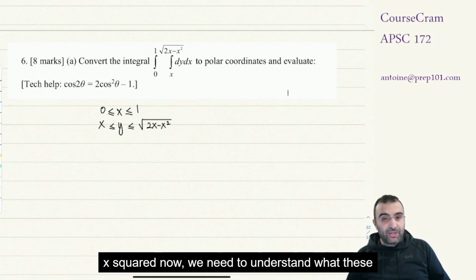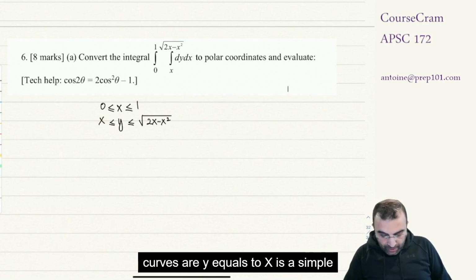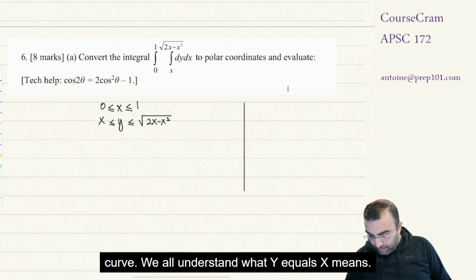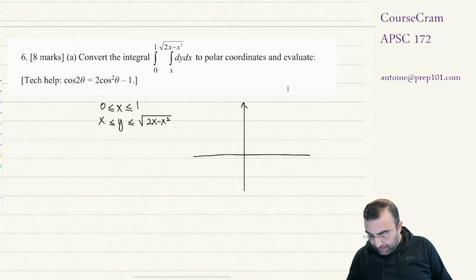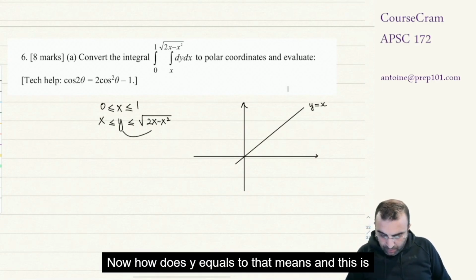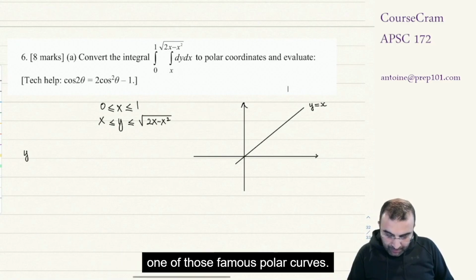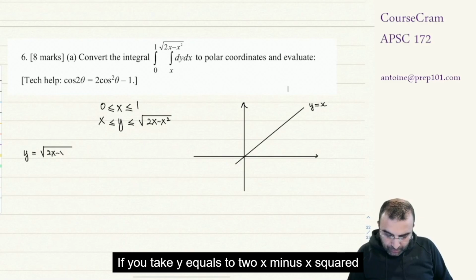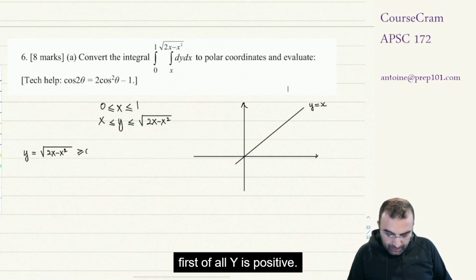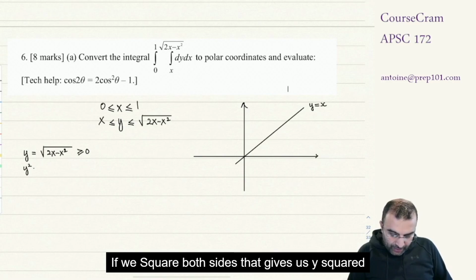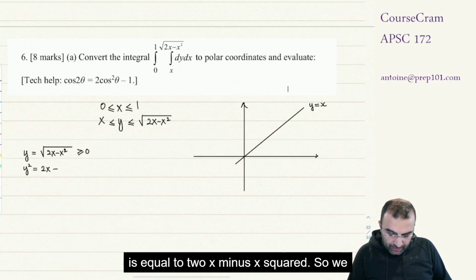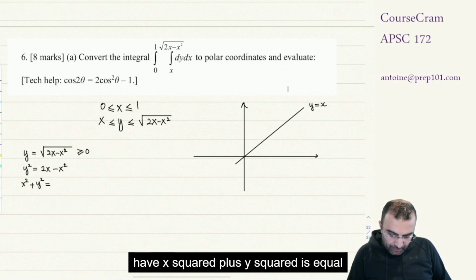Now we need to understand what these curves are. y equals x is a simple curve. We all understand what y equals x means. So this is y equals x. Now, the other one is one of those famous polar curves. If you take y equals the square root of 2x minus x squared, first of all y is positive. If we square both sides, that gives us y squared equals 2x minus x squared. So we have x squared plus y squared equals 2x.